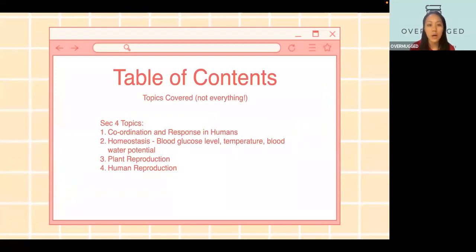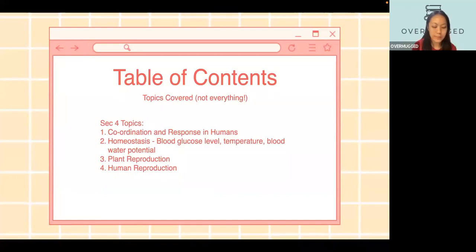What are we going to cover? Today we're going to cover Sec 4 topics: coordination and response in humans, homeostasis, plant reproduction, and human reproduction. But the disclaimer is, don't expect me to go through every single piece of content with you and explain what's happening. I'm going to go really big picture.